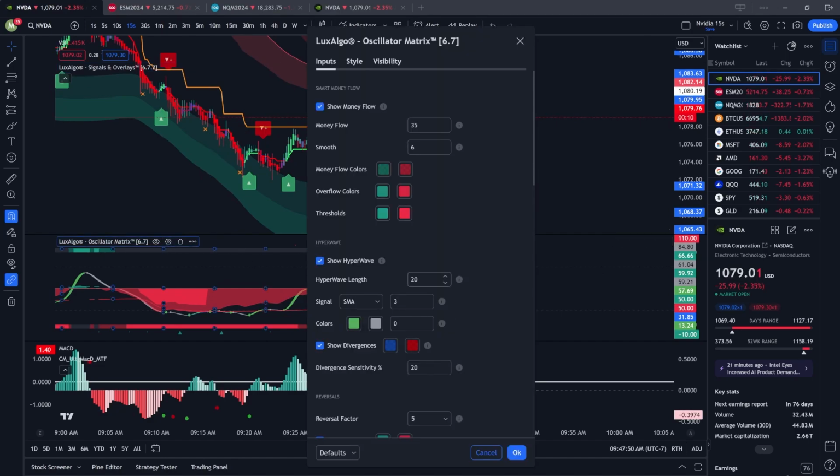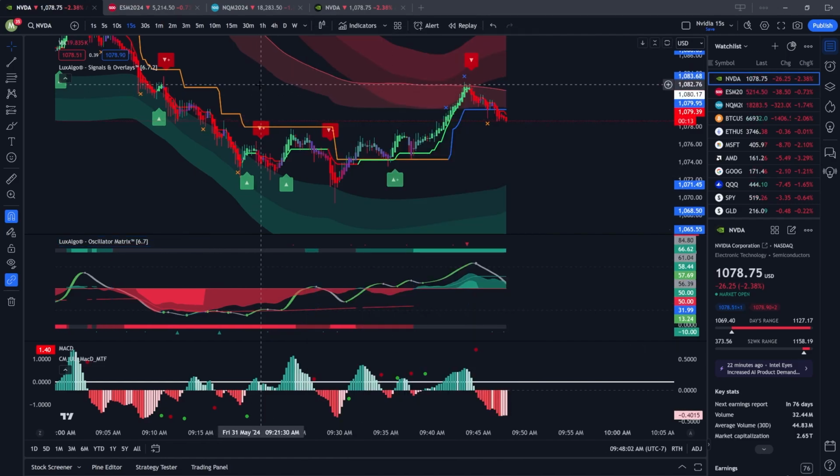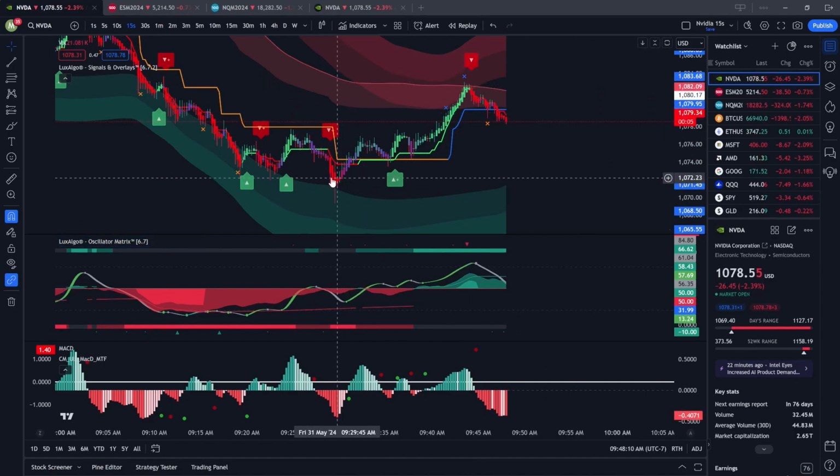I put the hyperwave length to 20. On the 1 minute, it's on 7, right? Default. I could have put it on 28 because that's 4 times 7. But then I did my own little test of it, and I went with 20. But you could try 28. I don't know, but I think 20 is a good amount of sensitivity to signals.